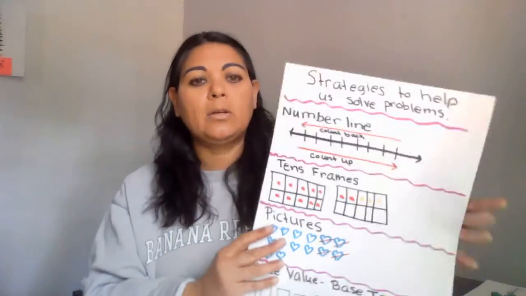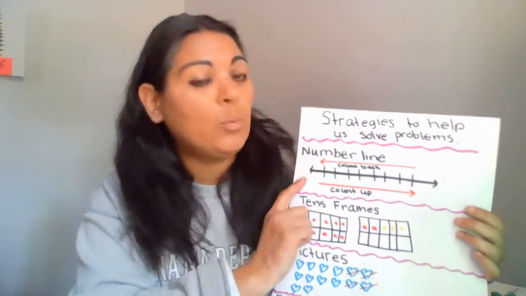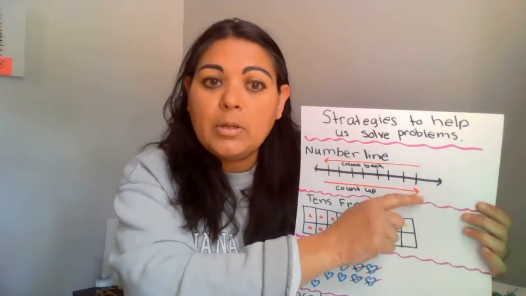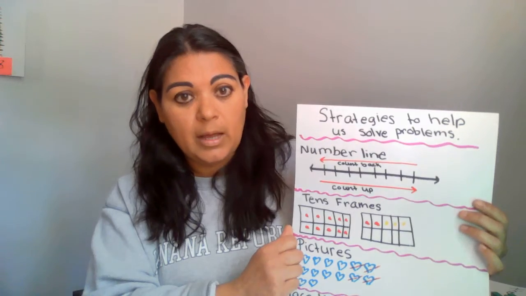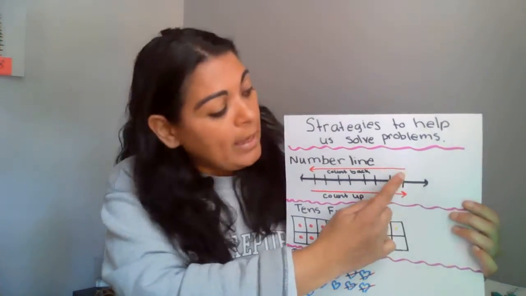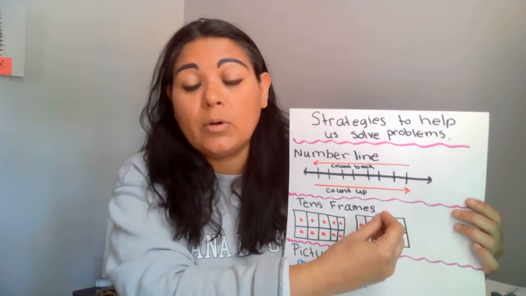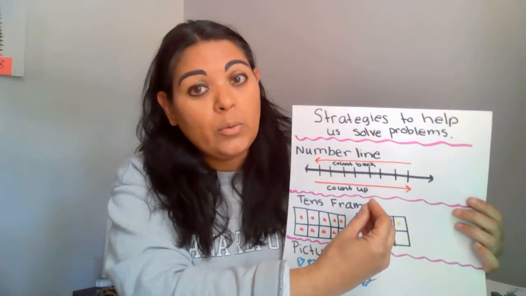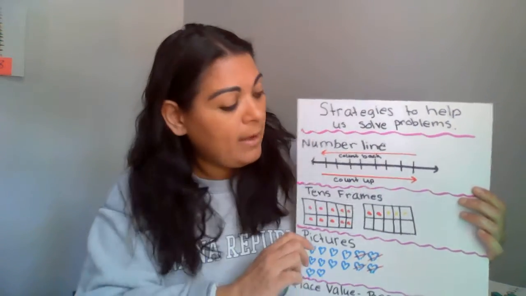Okay, so when it comes to solving problems, we've talked all year about different strategies that we can use. So let's take a look at a few here. We've used the number line all year. We've either counted up the number line or we've counted back on the number line. If we counted up on the number line, we were adding. If we counted back on the number line, our amounts were getting smaller, so that meant we were subtracting. Okay, very good.